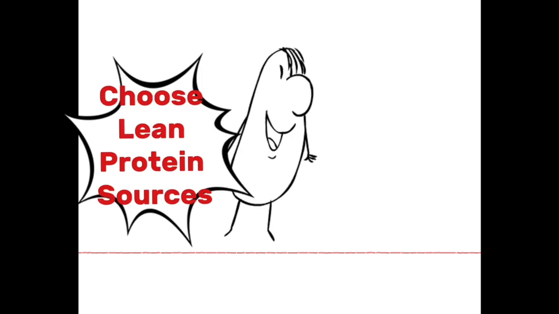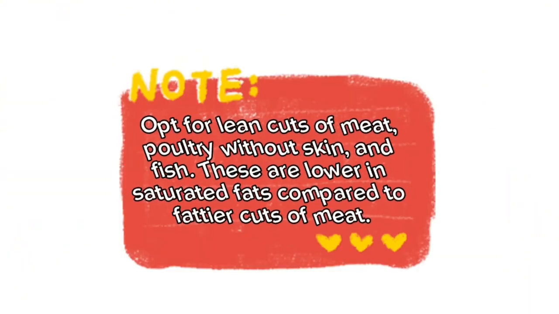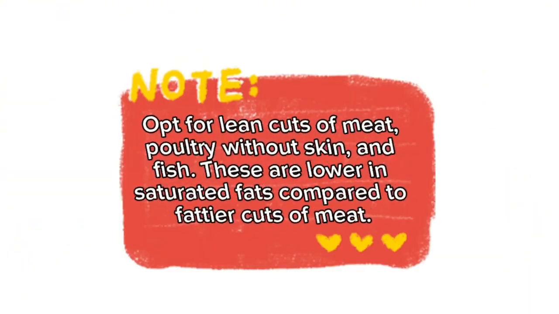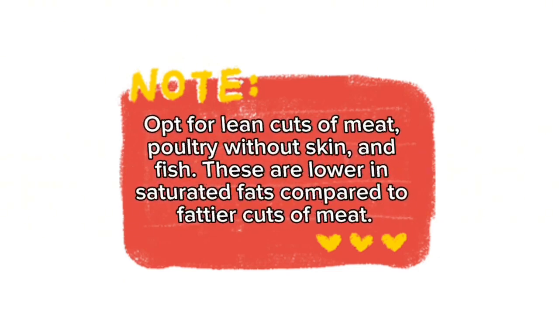Second, choose lean protein sources. Opt for lean cuts of meat, poultry without skin, and fish. These are lower in saturated fats compared to fattier cuts of meat.